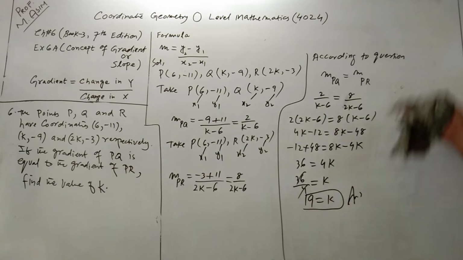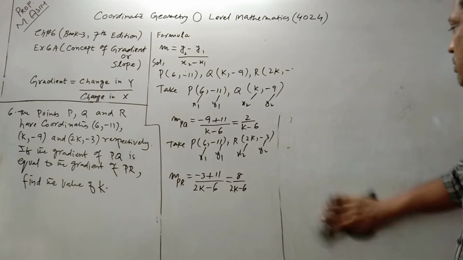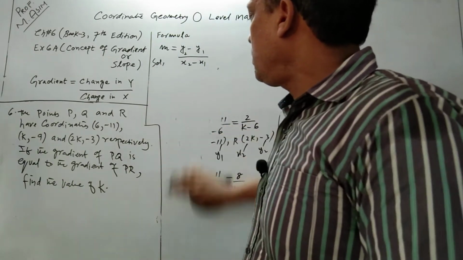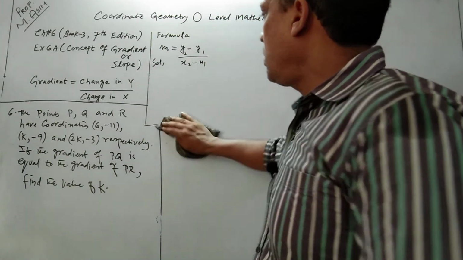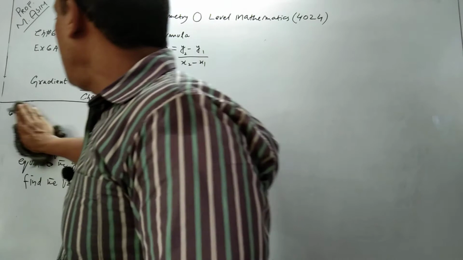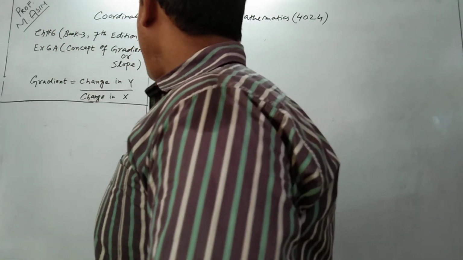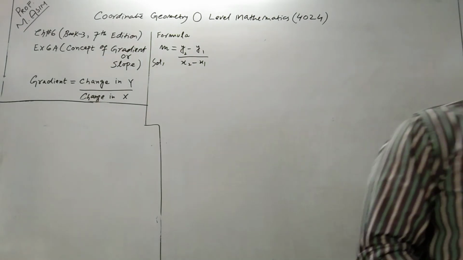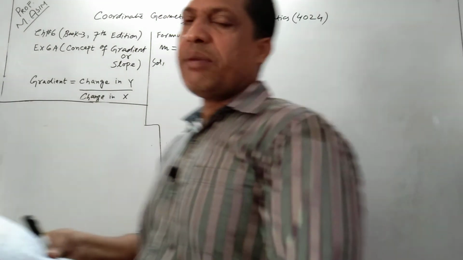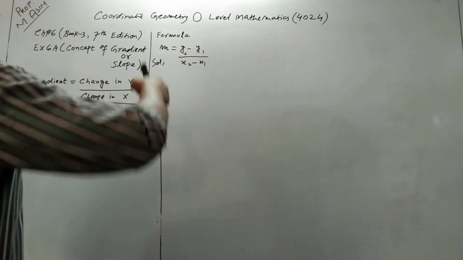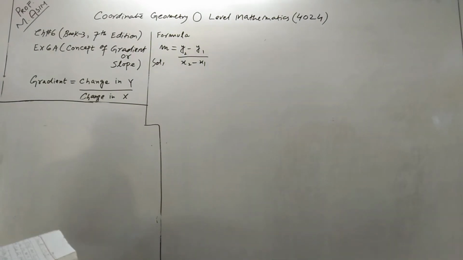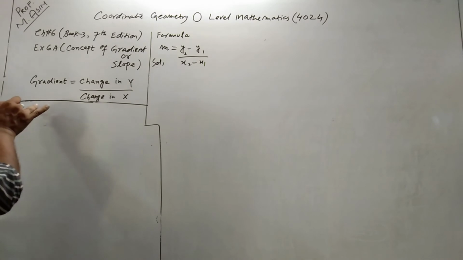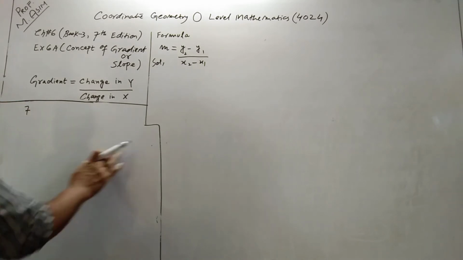Question number 7. So students, these type of questions of gradient, it's a very easy concept. You just remember only one formula, that is m is equal to y2 minus y1 upon x2 minus x1. See question number 7.